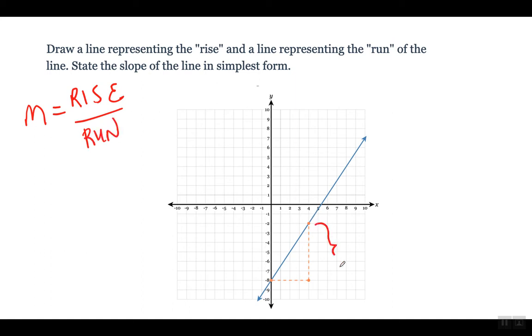The rise goes from negative 2 to negative 8. That's a distance of 6. El rise va desde el negativo 2 hasta el negativo 8, que sería una distancia de 6. And the run is from 0 to 4. Alright, so positive 6 over 4. I got to simplify that. And if you know your timetables, you could see that you could divide the top and the bottom by 2 to make it smaller. So the simplified answer is 3 over 2.